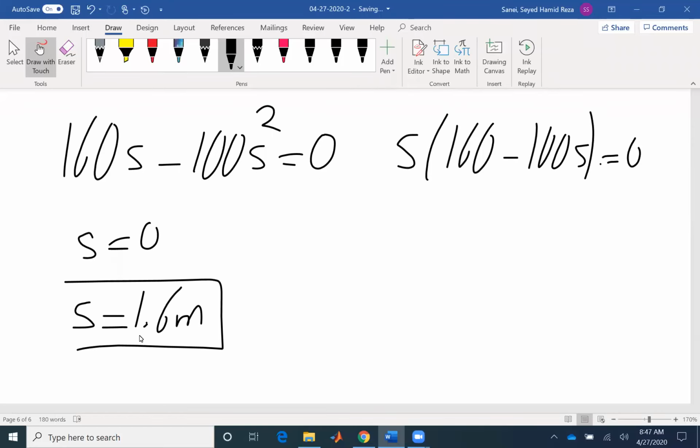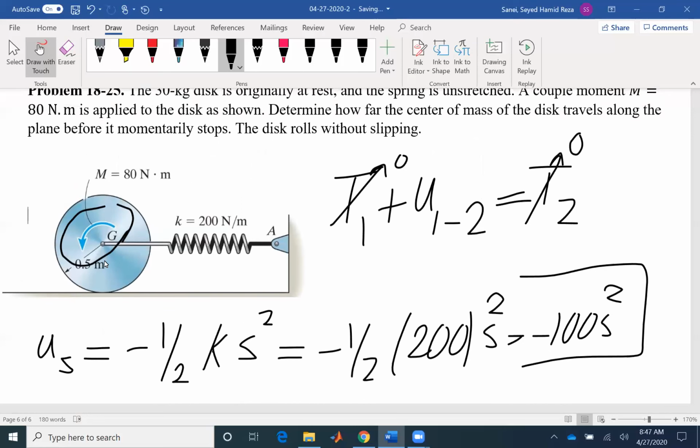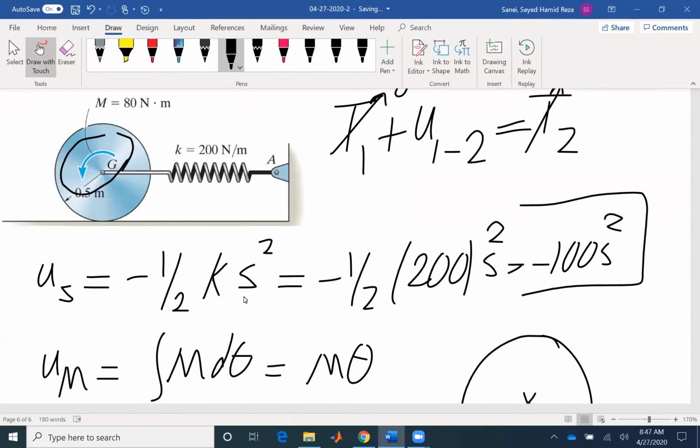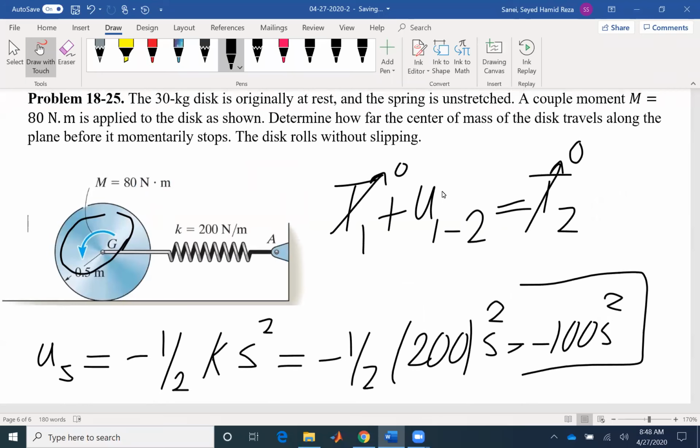So after 1.6 meter, the couple moment does not have enough power to stretch our spring further, and the spring force pushes our disc back, because as s is increasing, the work that is done in the opposite direction also increases. This problem was interesting because we didn't have any kinetic energy.